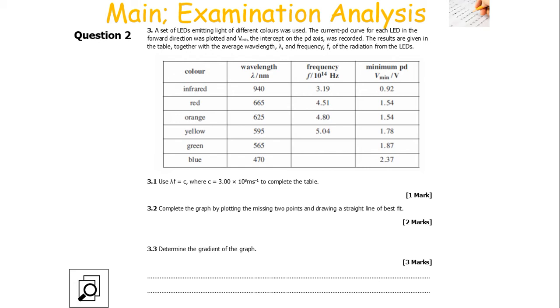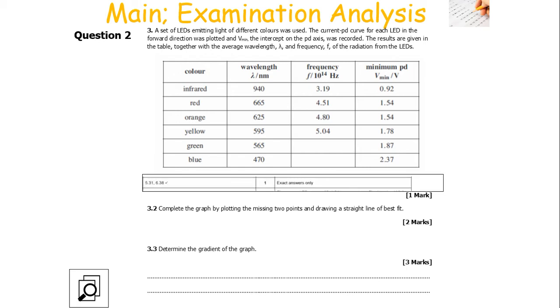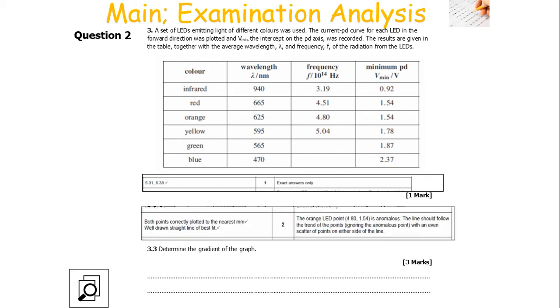So you've got to be wary of that when you're recording your results. So what you would do is say that f is equal to c over lambda. You've got lambda, and again, look at the column, it's in nanometers, so you're going to have to convert that into meters by multiplying by 10 to the minus 9 and then working it through as such. So you get an answer of 5.31 times 10 to the 14 and 6.38 times 10 to the 14. You would then complete your graph by plotting the missing 2 points and drawing a straight line of best fit.